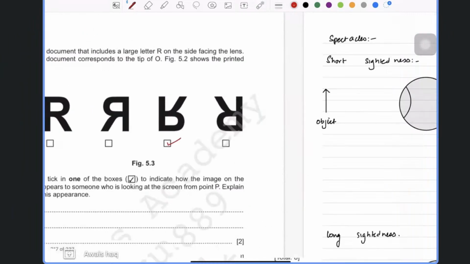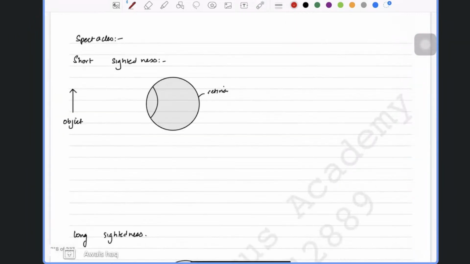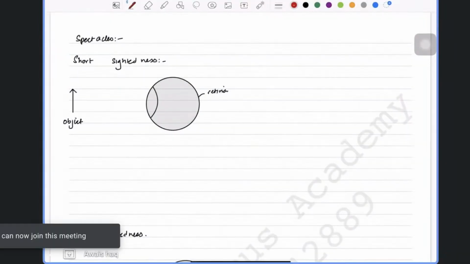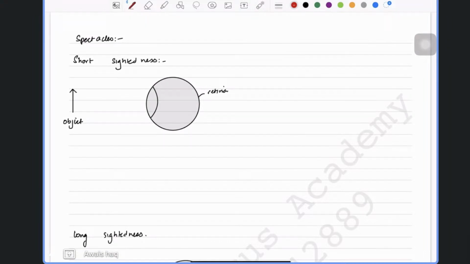Anyway, so today we are basically going to do spectacles, and usually I haven't seen any question related to this. Okay, but still it's in the course, so we have to do this. Wait a second.